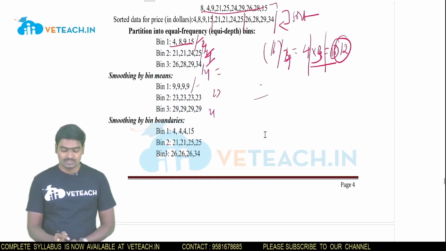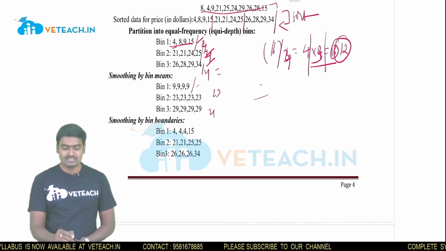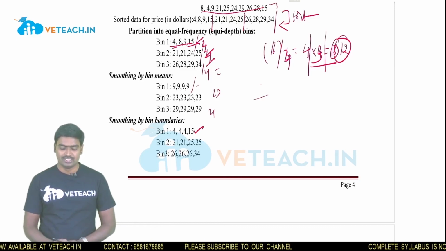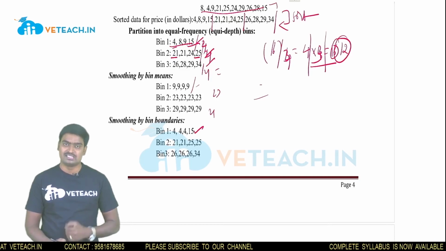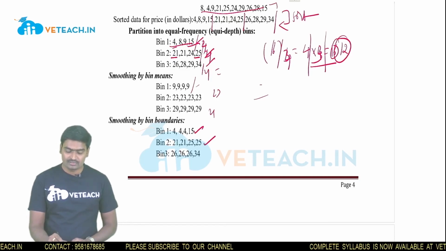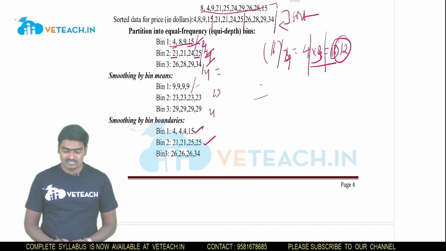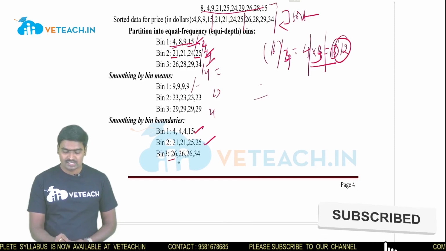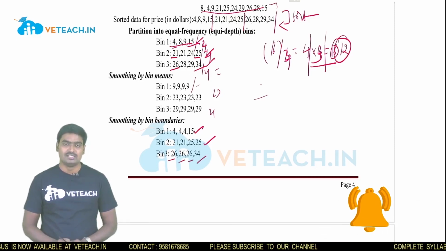And next is smoothing by bin boundaries, and the same thing we are applying here also. 4 is the lowest boundary and 15 is the highest boundary, and we can get this value. The next one, 21 is the lowest boundary, 25 is the highest boundary, and 21, 21, 25, 25 are the boundaries of this smoothing technique for bin 2. Next is bin 3. 26 is the lowest boundary, 34 is the highest boundary.